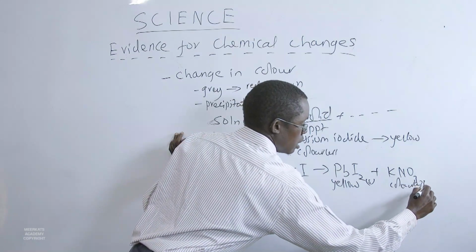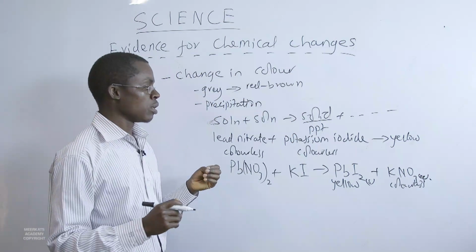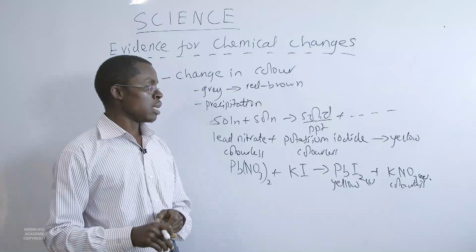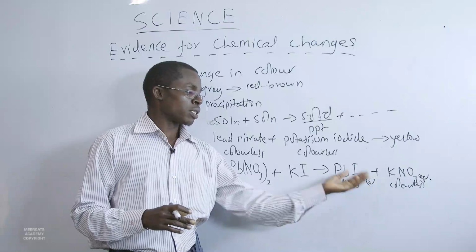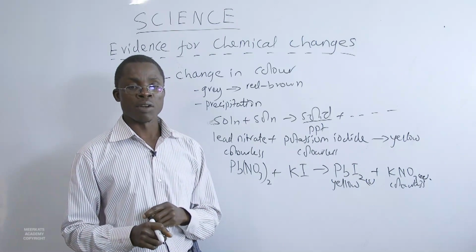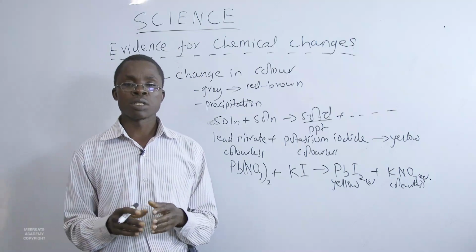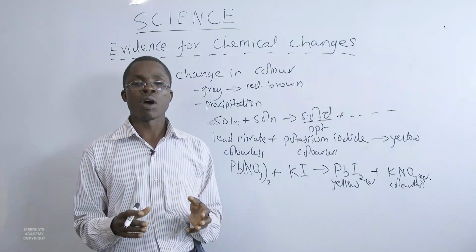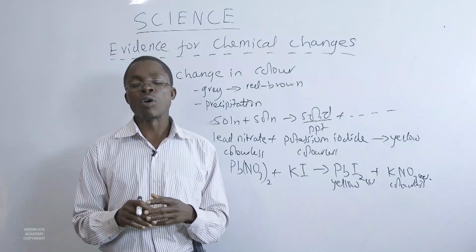And this one is a solution, AQ. That is a solution, but a solution that is colorless. So you will clearly see the yellow precipitate, which is potassium iodide. And some of these are usually reactions that you can easily use to confirm whether a particular reagent is what you thought it is or is not.